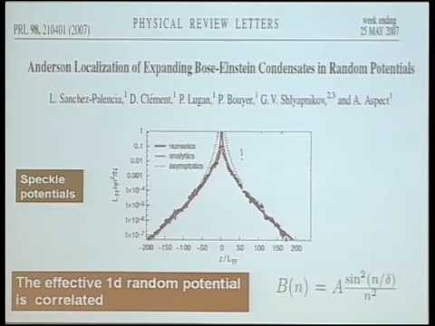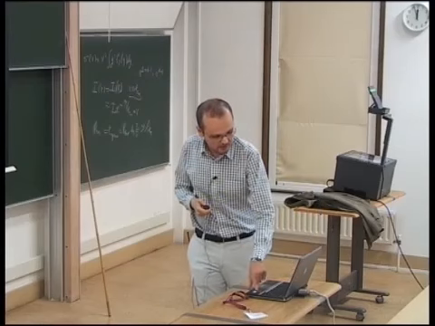But the question is, what happens if you change that? If you make this correlation even longer range, if you decrease this value, will you see a metal-insulator transition? So this was the question, and this is why I started working on this problem.